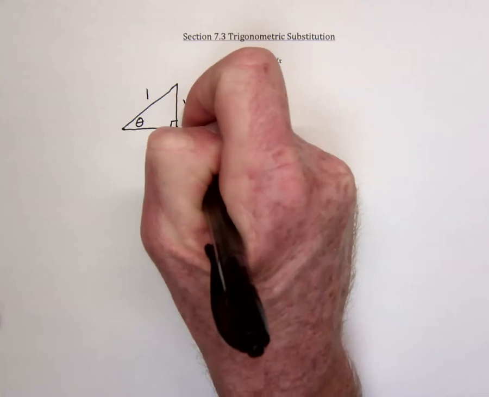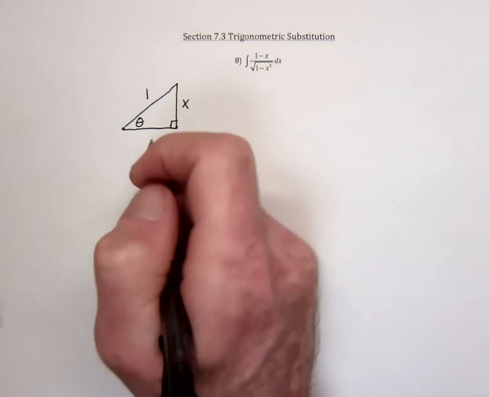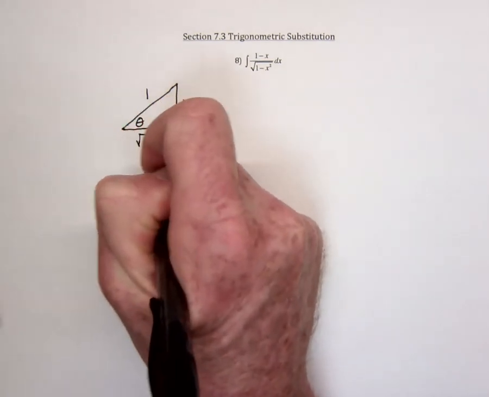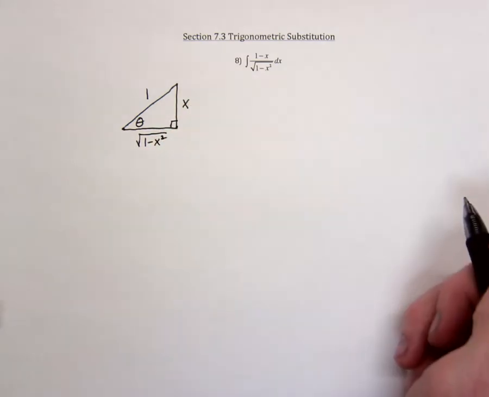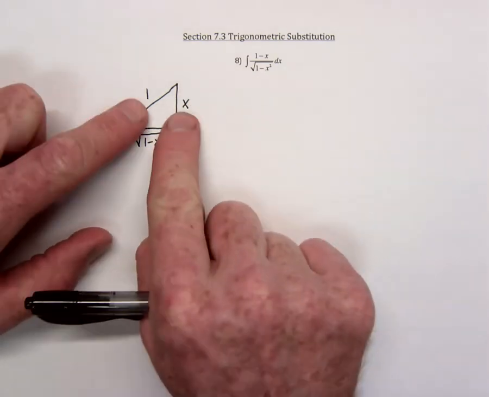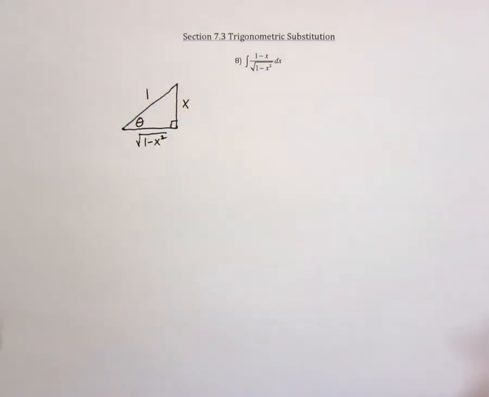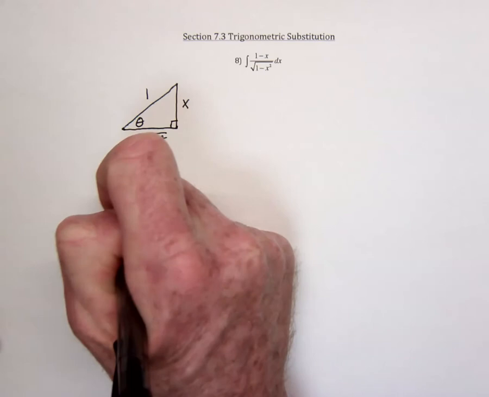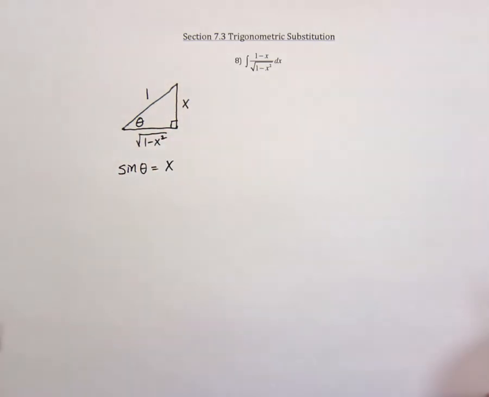Then use the Pythagorean theorem to solve for this missing leg over here. It's going to be the square root of 1 squared minus x squared. Then we can use these two sides, opposite and hypotenuse, to find out what x is equal to. So that would be sine of theta equals opposite over hypotenuse.